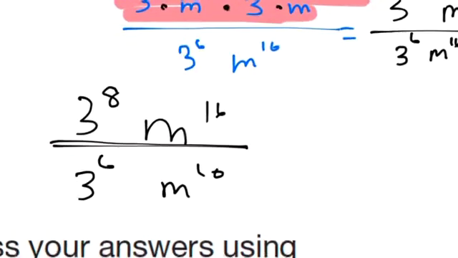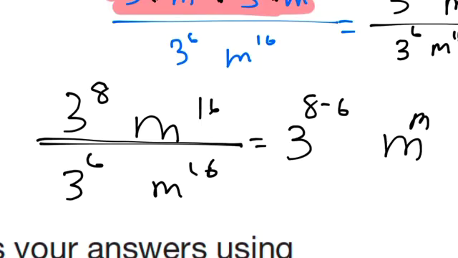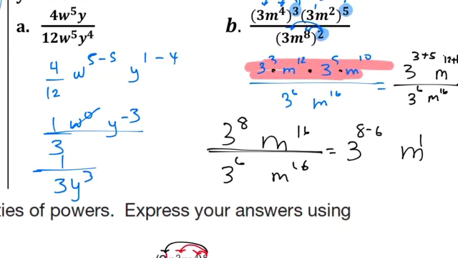Now you do the division part. 3 to the 8 and 6. You subtract them. M to the 16 minus the 16. So that's 0. So you have 3 to the 2nd and m to the 0, which is 1. So it's 3 to the 2nd, or just 9.